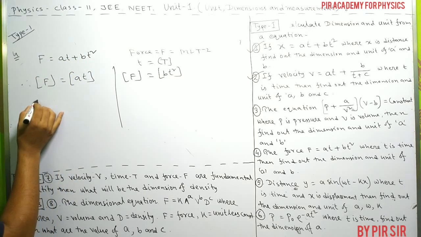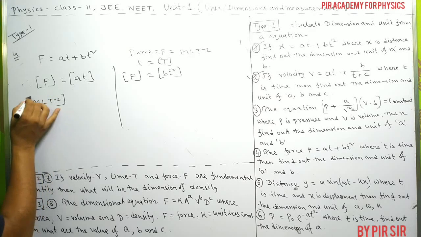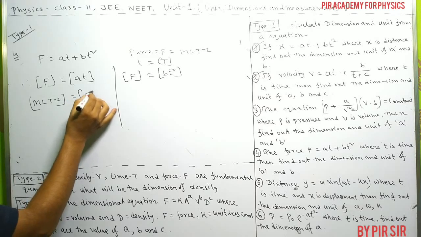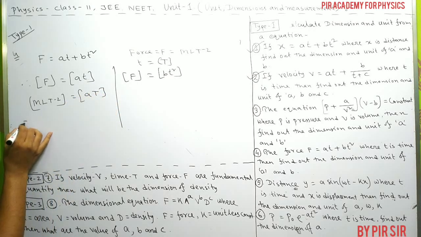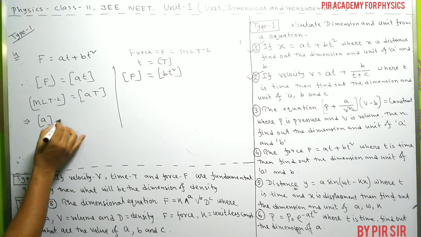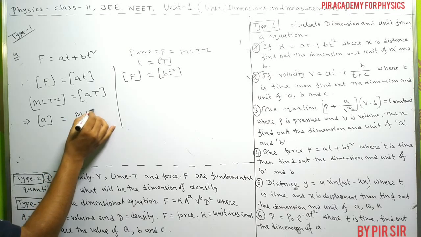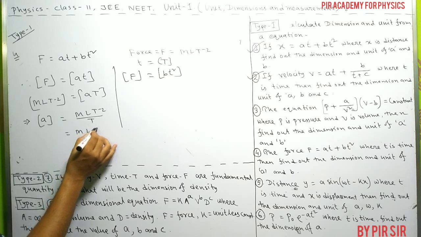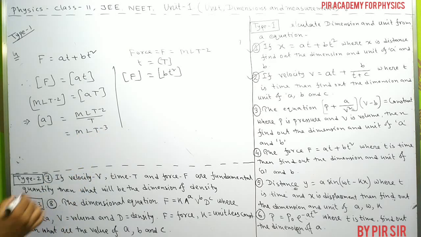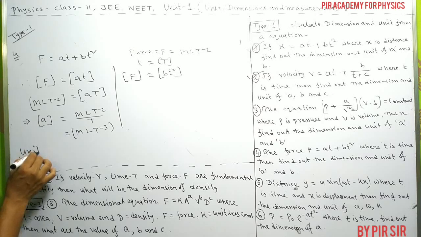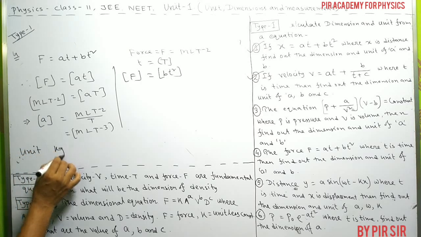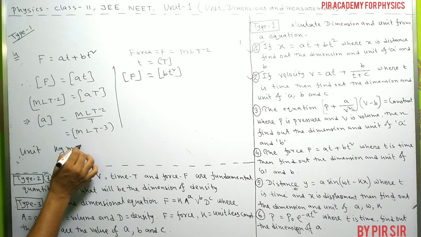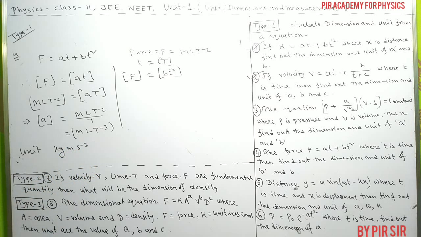So the dimension of F is MLT to the power minus 2, and here A is capital D. Then the dimension of A will be MLT to the power minus 2 divided by T, that means MLT to the power minus 3. This is the dimension of A. Then the unit will be kg meter second inverse 3.